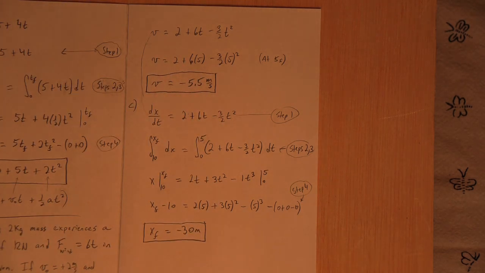On a calculator, punch everything in, I get negative 5.5 meters per second. So the wind has picked up so much that now the object is actually moving backwards. Even though it's being pushed forward, there's so much wind that it's actually accelerating and moving backwards.